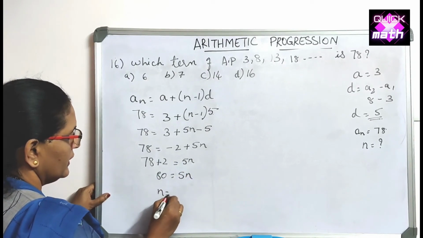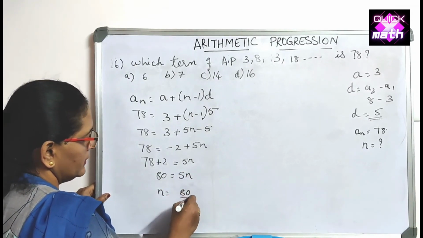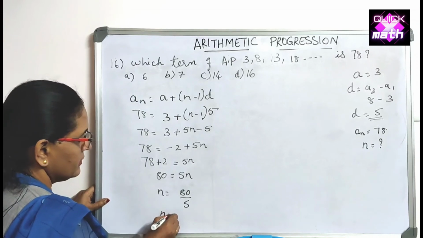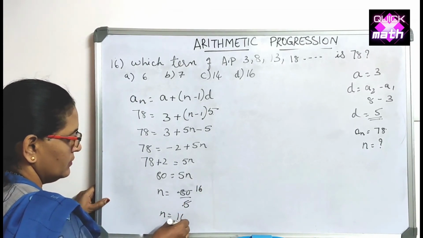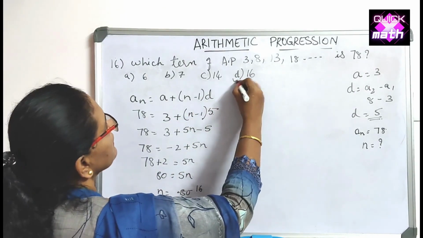Now we have to find the n value, that is 80 divided by 5. 5 goes in 80 how many times? 16 times. So n is equal to 16. Option D is the correct answer.